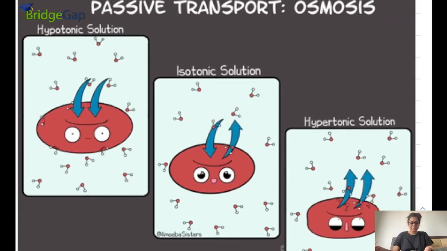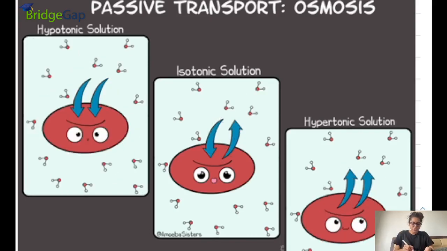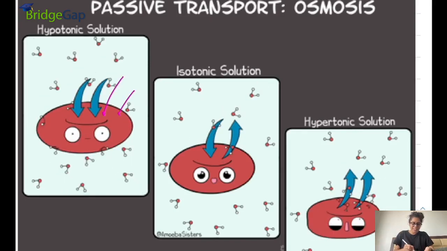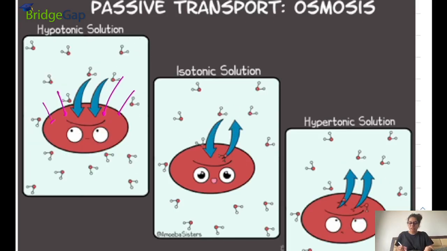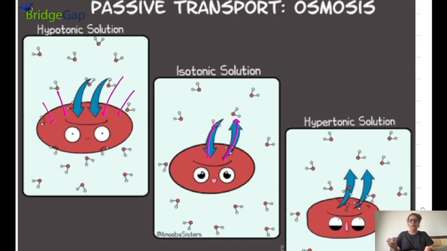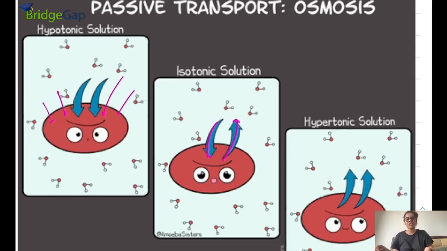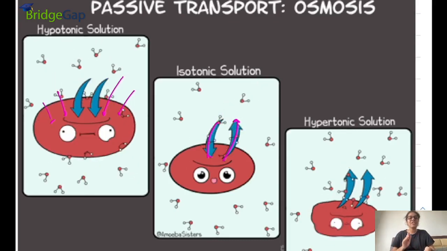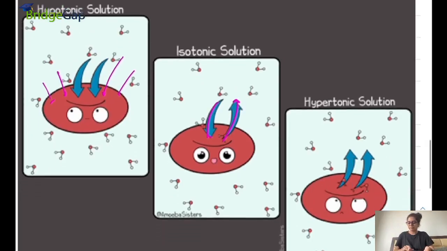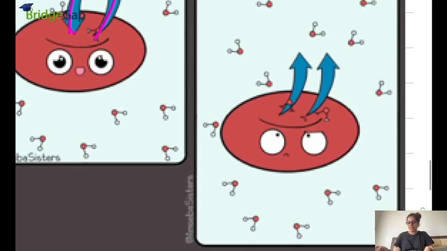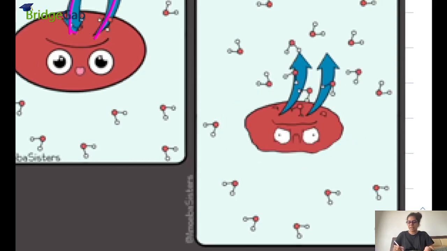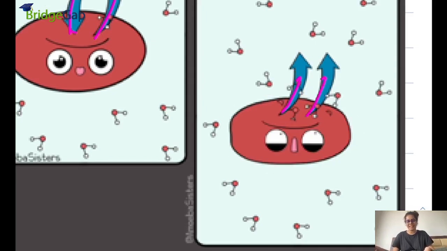You can see this. In the first, the water is going inside, so it is getting swollen. In the second, water going inside, water going outside, because the same water concentration is there. You cannot see any change in this as such. In the third situation, if you see over here, the cell is shrinking. Why? Because it is losing the water. So it is a shrink condition.